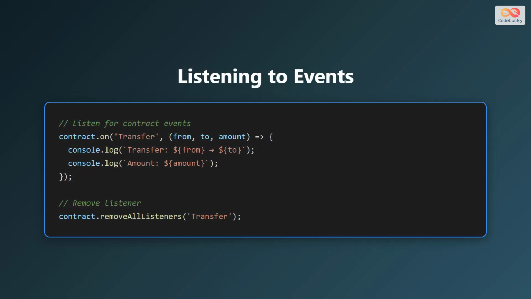Smart contracts emit events when important actions occur, and your front-end can listen to these events in real time. To set up an event listener, use the contract.on method. Pass in the event name as the first parameter, such as Transfer, and a callback function as the second parameter. The callback receives the event parameters, allowing you to react to blockchain events as they happen. For example, you might update the UI when a transfer occurs or notify the user of successful actions. When you're done listening, clean up by calling contract.removeAllListeners with the event name. Event listeners are crucial for creating responsive, real-time DApp interfaces.